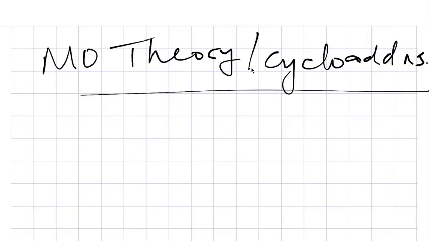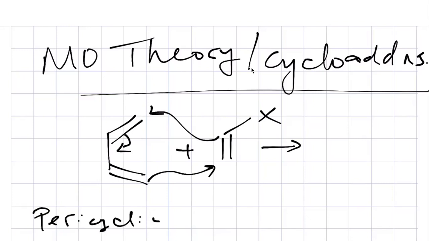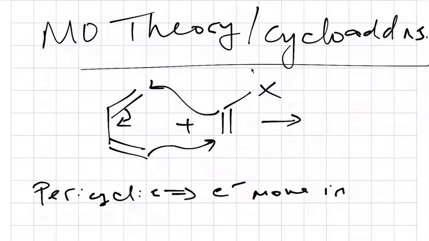So if I do a simple 4+2, I'm just going to put a substituent there, right? And then this reacts in a pericyclic fashion. What that means literally is that the electrons move in a circuit, and they only move over specific atoms. All right, so the electrons move in a circuit, they move over specific atoms.